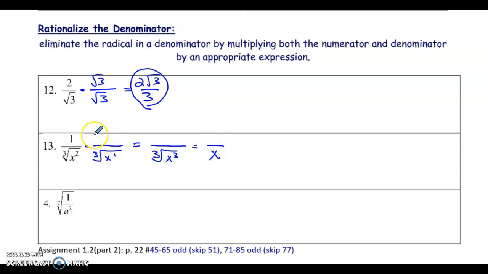Okay, but remember, whatever I do to the denominator, I must do to the numerator. So we get the cubed root of x over the cubed root of x cubed, which is just x, so the cubed root of x over x.